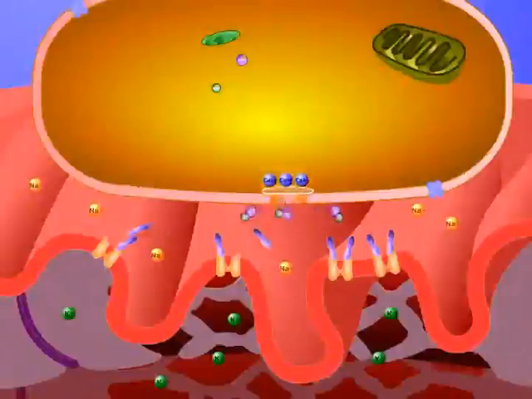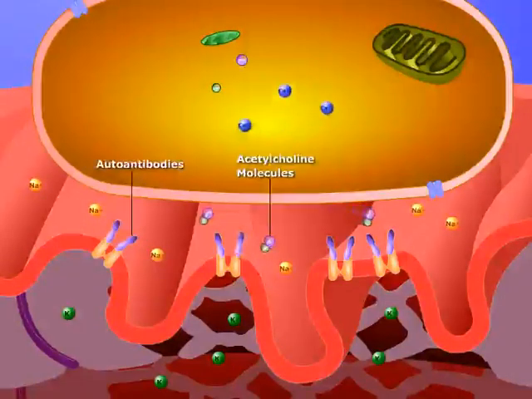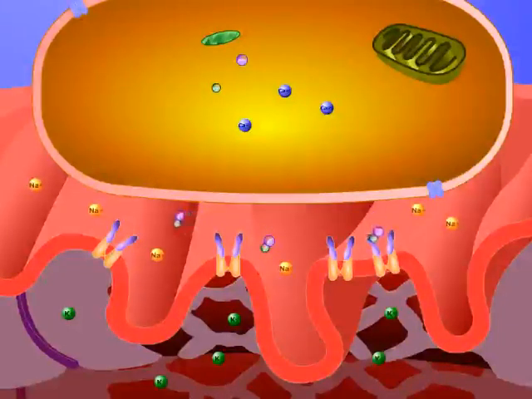Myasthenia gravis is another autoimmune disorder that affects the neuromuscular junction. In this syndrome, autoantibodies attach to postsynaptic membrane nicotinic receptors. This prevents acetylcholine from binding to nicotinic receptors. Therefore, sodium cannot enter and depolarization cannot occur.